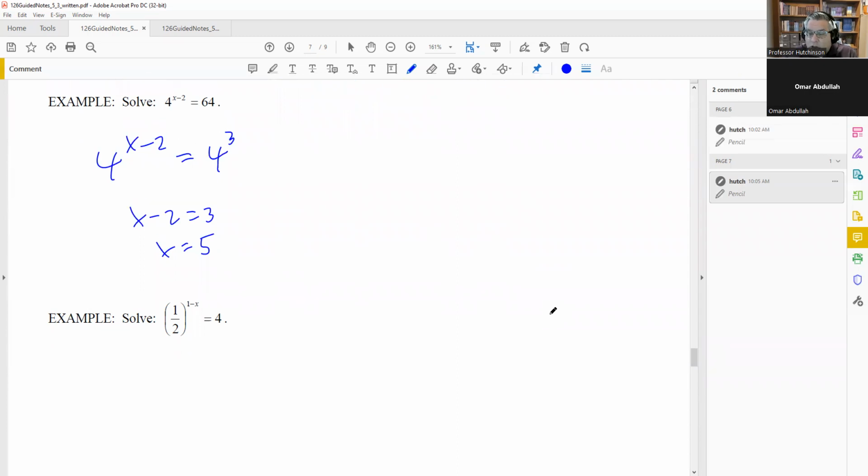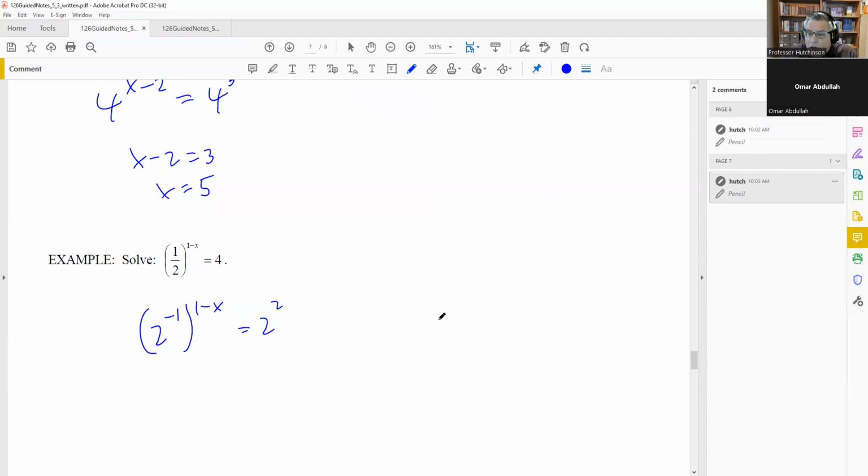This next one, the one that we just graphed, we changed the 1/2 into a power of 2. So I'm going to do the same thing on this one. This is the same thing as 2 to the negative 1, all that being raised to the 1 minus x. And the 4, I'm also going to write that as a base of 2. So now both the bases are the same. When I raise a power to another power, I need to multiply the exponents. So I have negative 1 times 1, so I have negative 1.